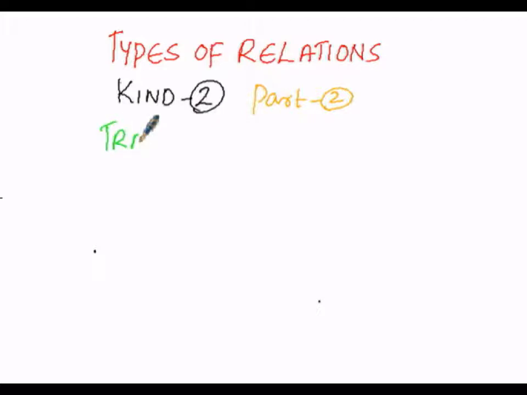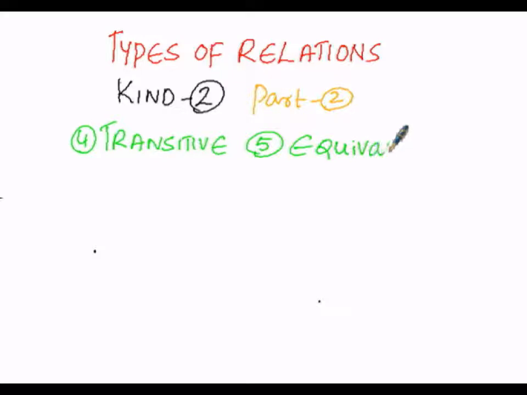transitive relation, which is the fourth one, and the fifth one, equivalence. So we are going to discuss the transitive relation as well as the equivalence relation under part 2 at an advanced level.